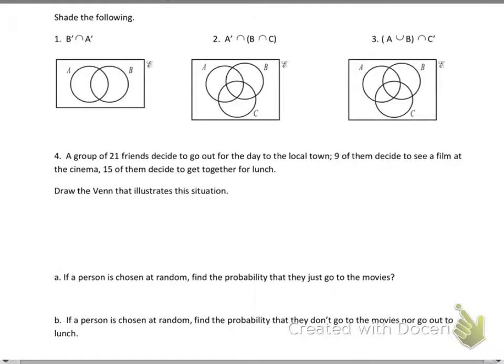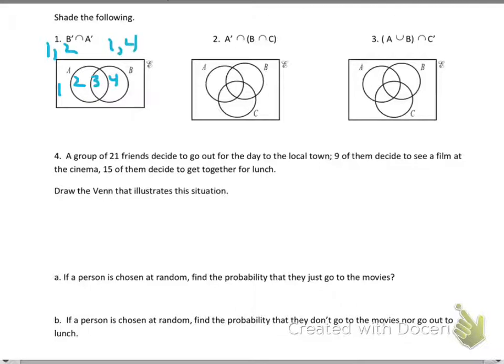Okay, let's do some shading here. And so I'm just going to do the regions. So 1, 2, 3, and 4. Okay, so first of all, B naught. That means things that aren't in B, regions 1, 2. A naught is going to be 1, 4.